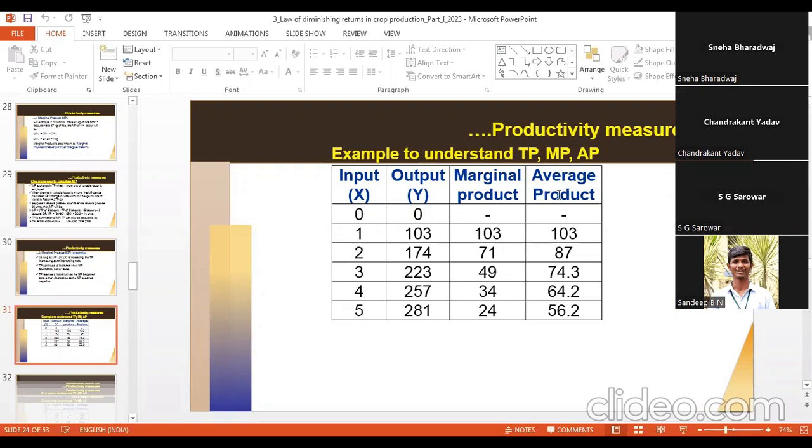And then average product is column number 2 divided by column number 1. Output divided by input gives you average product. 103 divided by 1, 103. 174 divided by 2, 87.